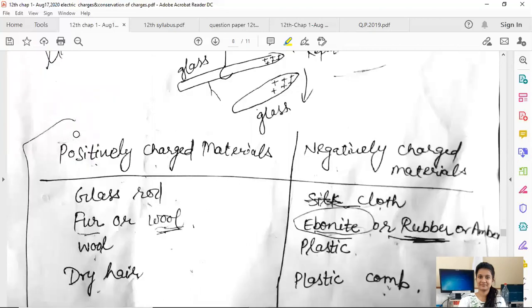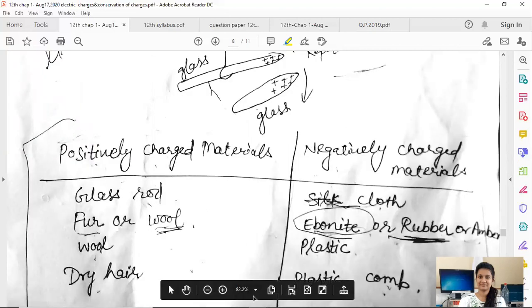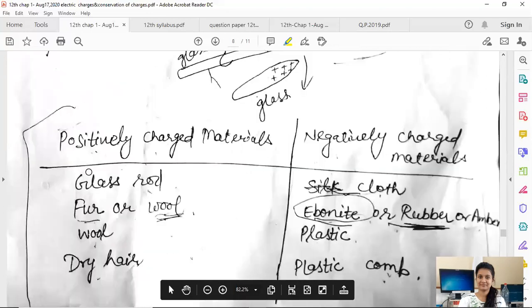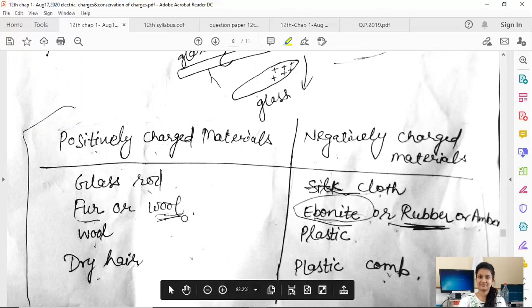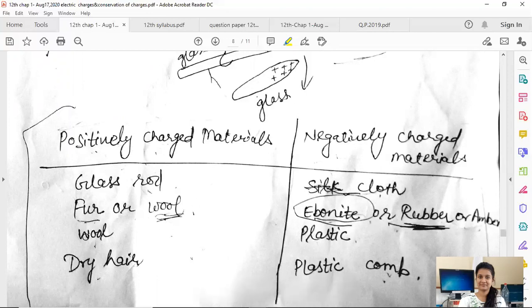All these materials are tabulated in this form, as this can come in the form of objective type questions, like when a glass rod is rubbed with a silk cloth, which one will be negatively charged and which one positively charged. So the glass rod will be positively charged and the silk cloth negatively charged. Similarly, when fur or wool is rubbed with rubber, then rubber is negatively charged and wool becomes positively charged due to removal of electrons.